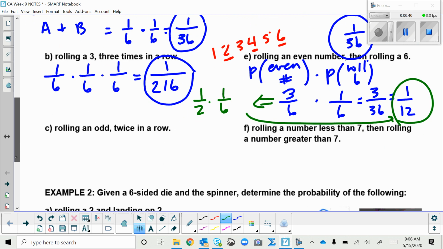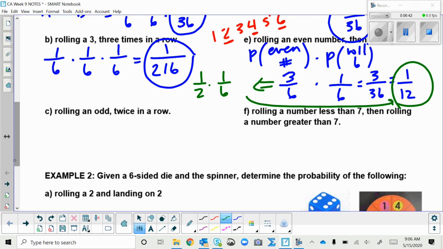So I want you to pause the video and do C and F on your own. So rolling an odd twice in a row. Now, there's the same number of odds that there are even.